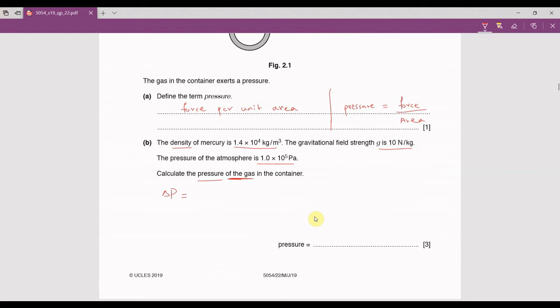Now remember, we are just calculating the difference in pressure between the atmosphere and the gas, and then we are going to calculate the pressure of the gas. So the formula is rho g delta h. Rho is the density of mercury, which is 1.4 into 10 to the power 4. Then we have the value of g, which is 10, and then we have the height difference.